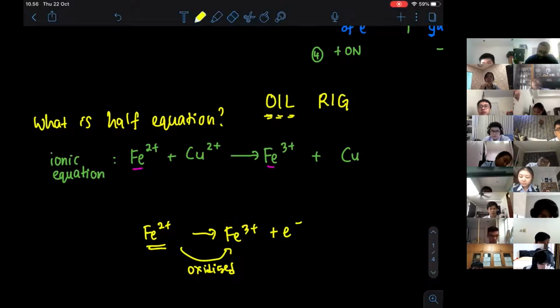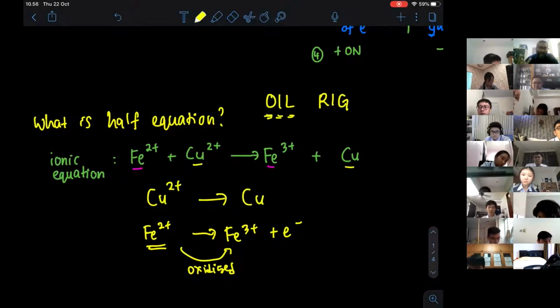Now, we have another equation here, Cu2+ to become Cu. How do we change Cu2+ to become Cu? Gaining of electrons or losing of electrons? Audrey? Gaining. You must gain. It's already lost 2 electrons, 2+, but when I gain 2 more electrons, I am going to get copper, the neutral element. So that's going to be 2 electrons over there.